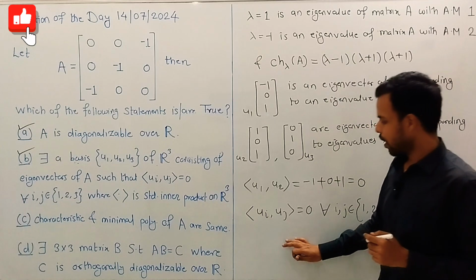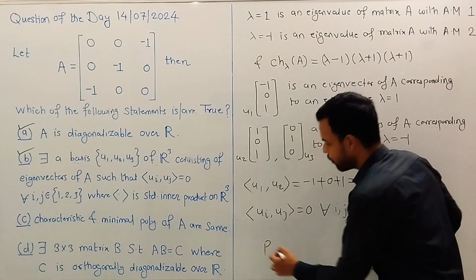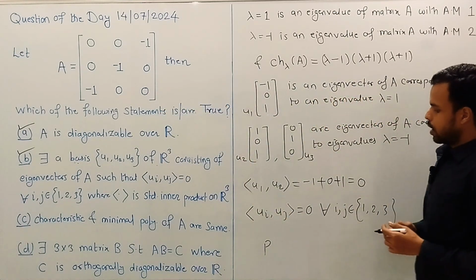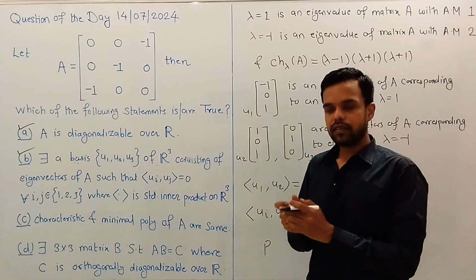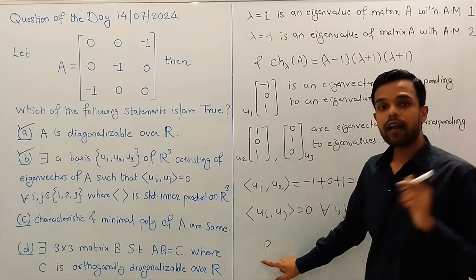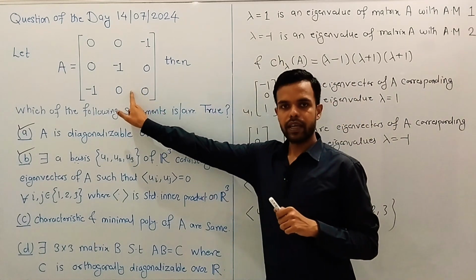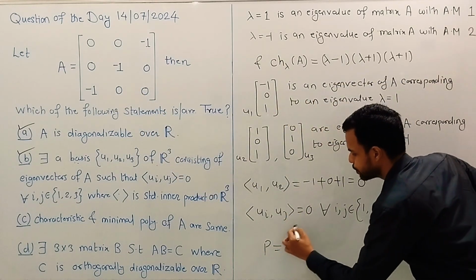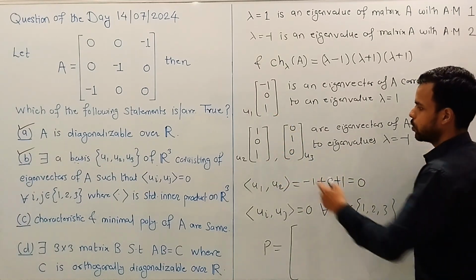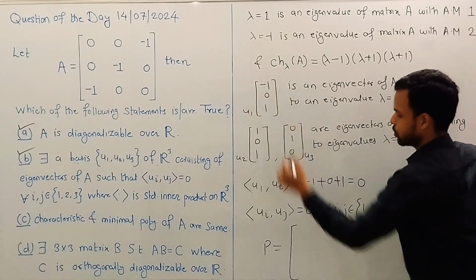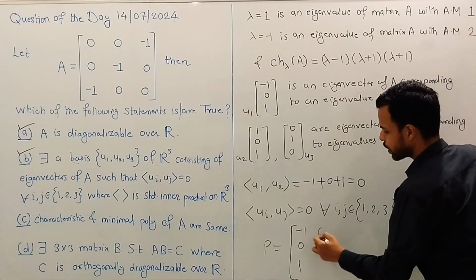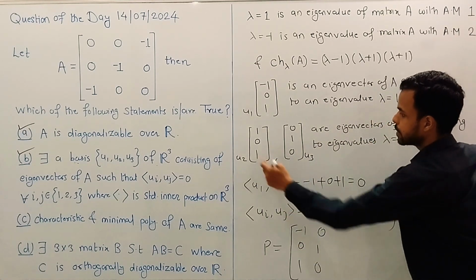However, up to now, we have not found the matrix P which diagonalizes the matrix A. As I have told earlier, according to the standard procedure, the column vectors of P are eigenvectors of matrix A. So simply write the matrix P as the matrix with these three column vectors. You can take any order of your choice. So I am taking this as the first column vector, this as the second column vector, and this as the third column vector.